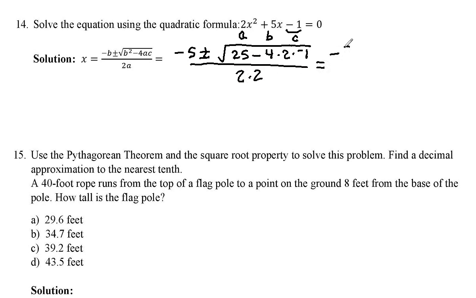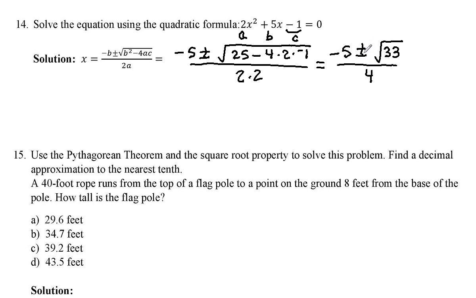So this is going to be negative 5 plus or minus the square root. Let's see, 4 times 2 is 8 times negative 1 is negative 8. So 25 minus negative 8, 25 plus 8. So that's going to be 33. And then we are dividing by 2 times 2, which is 4. And so now we can split these apart over the LCD if we want to, or we can leave them like this. It just depends on what form your answer is in.